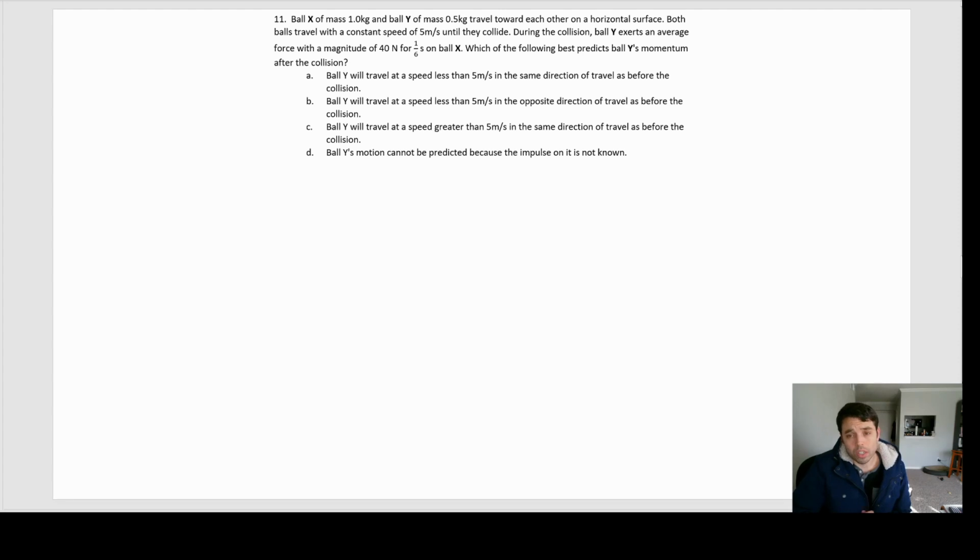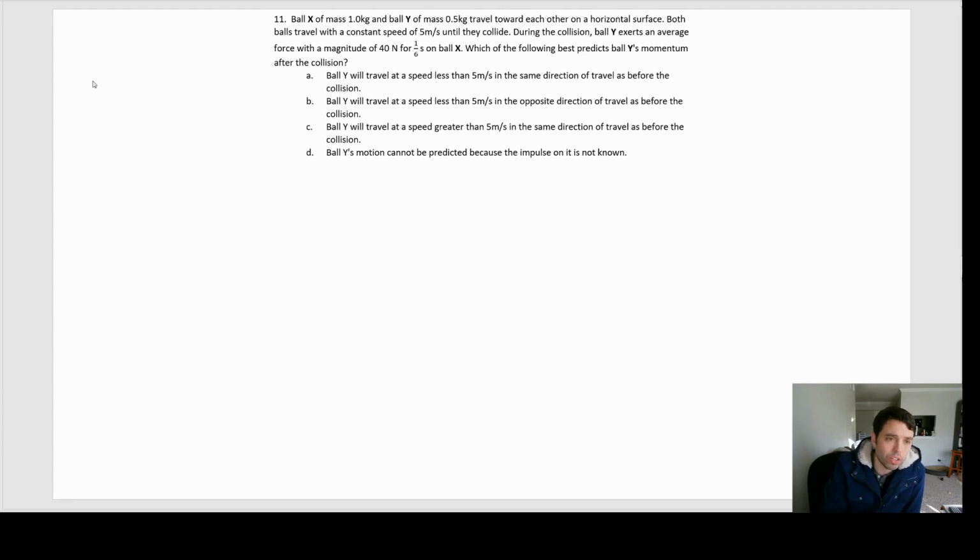I double checked this about 100 times, and I think I'm right. So let's go over and see why that is the case. We have ball X of mass 1 kilogram and ball Y of mass half a kilogram traveling toward one another on a horizontal surface. Both balls travel at a constant speed of 5.